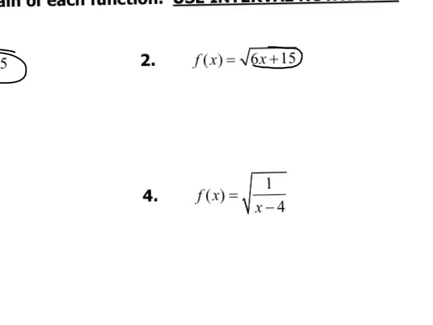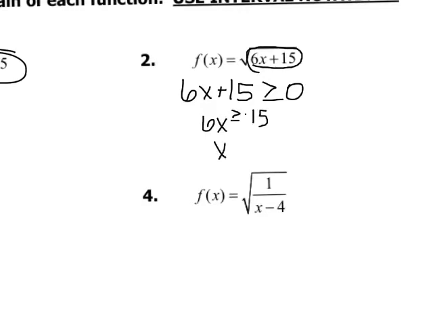And so the radicand, which is 6x plus 15, must be greater than or equal to 0. So subtract 15 and divide by 6. This does reduce. This is a fraction that can reduce. Divide both top and bottom by 3. So you get negative 5/2.